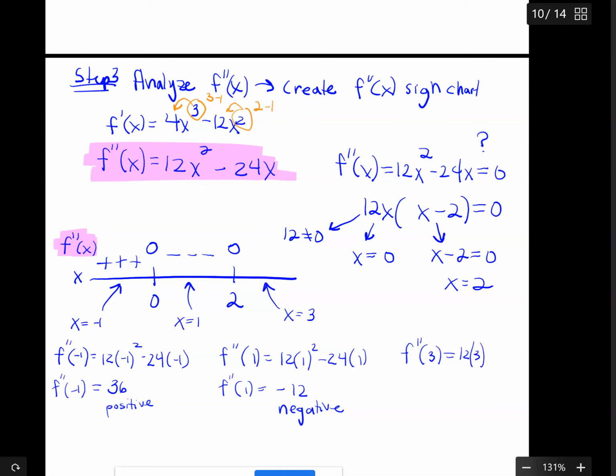Okay, before we put all these steps together to sketch a graph in step 4, are there any questions or comments? Okay, we're going to put all this together. Let me shrink this up a little bit.